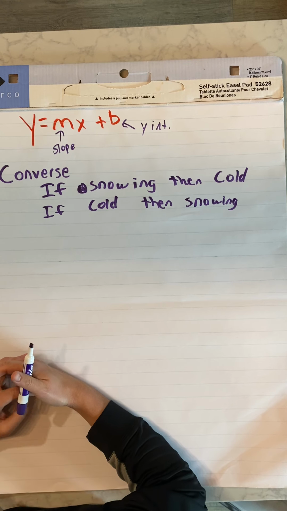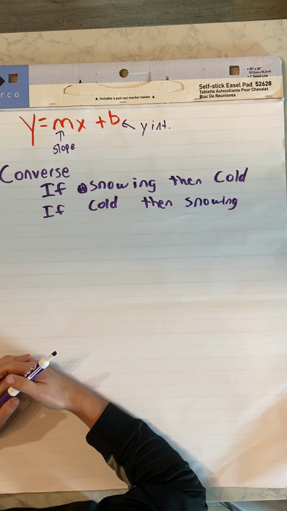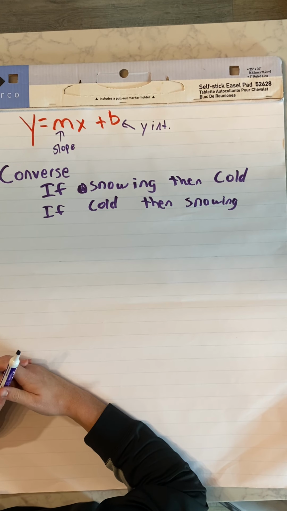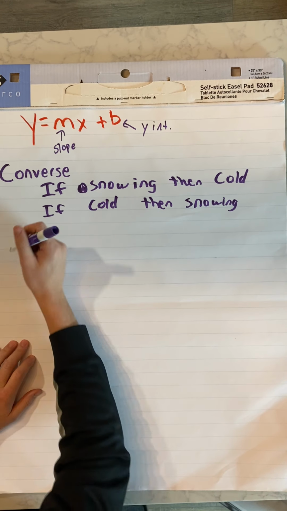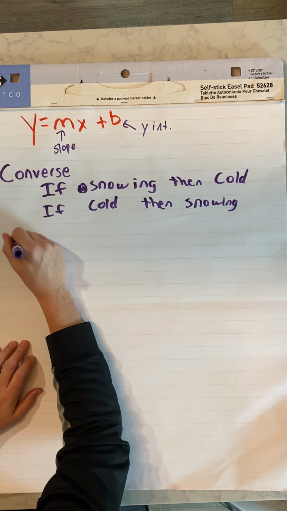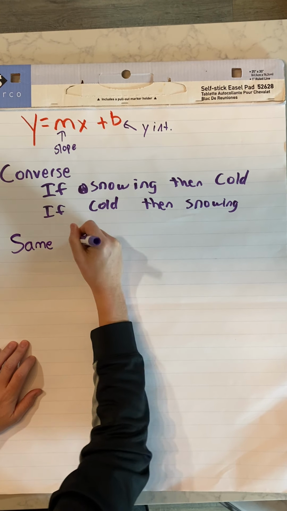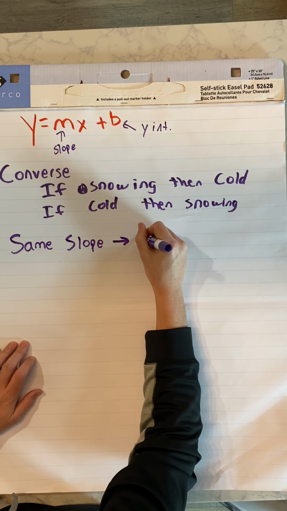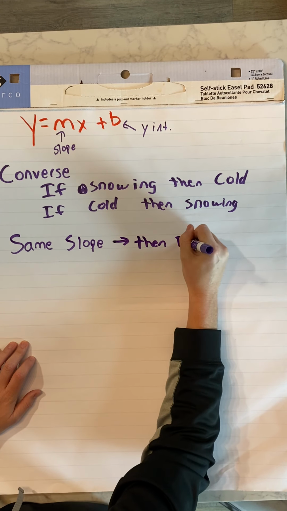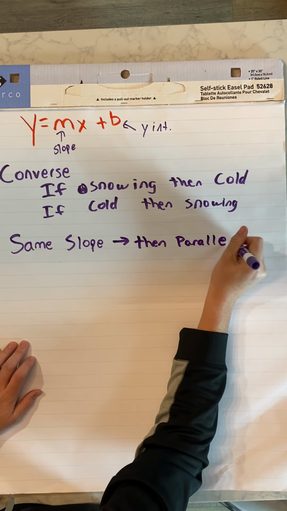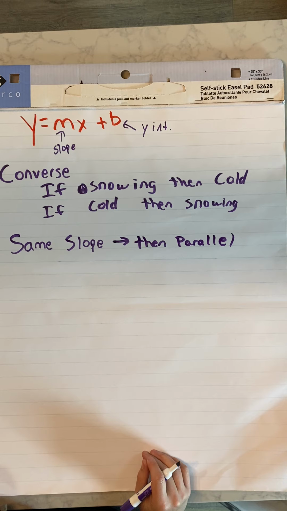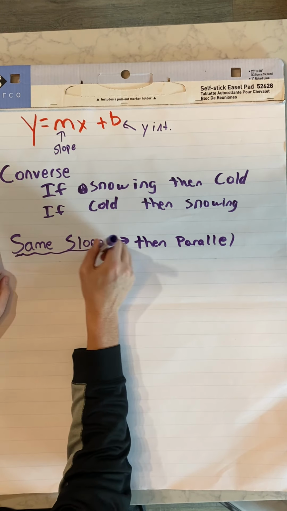Here's a math one. If two non-vertical lines have the same slope, then they are parallel. So here we go. Same slope, then parallel. That's true. If we want to write two equations that are parallel lines, they have the same slope.